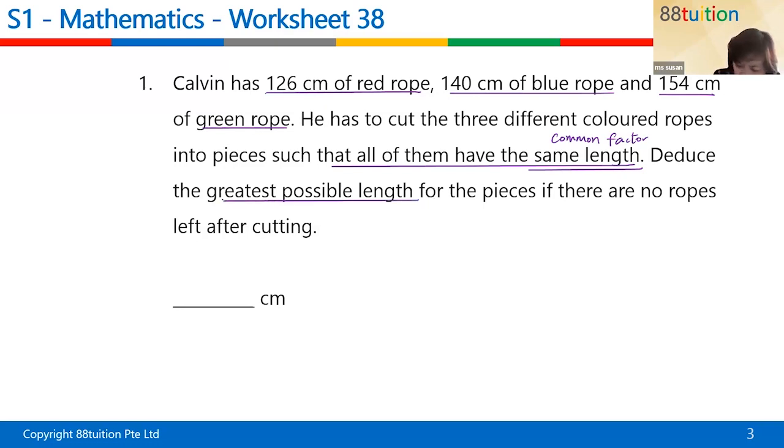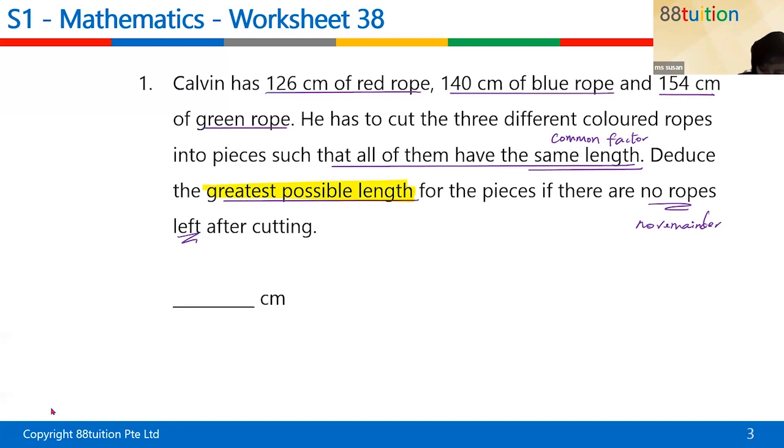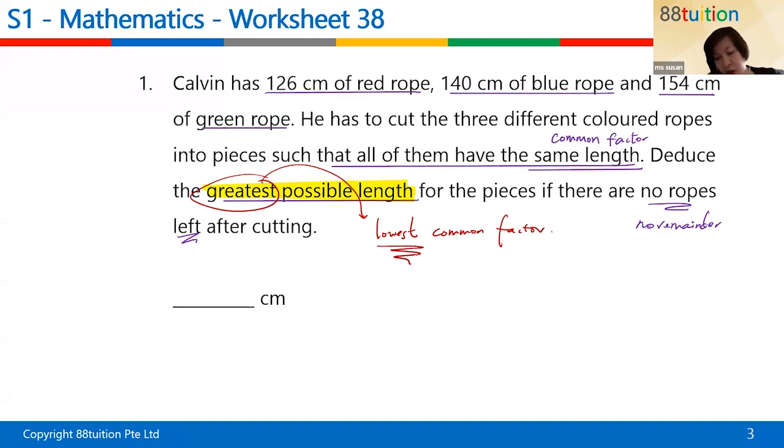Now, the keyword is no gaps. That means it's a whole number which you can divide with no remainder. Now look for the words greatest possible. If you have the words greatest possible length, what they are asking for is always the greatest common factor. Because of the greatest, you choose the highest common factor.